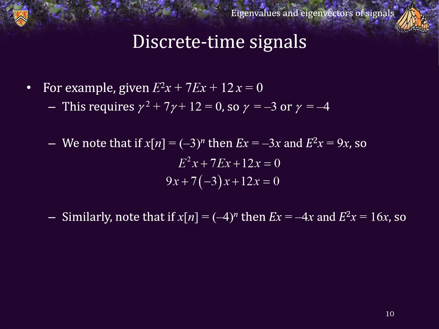Note similarly that if we have the signal where the nth entry is negative 4 to the n, then the advance operator applied to that signal is equal to negative 4 times the original signal, and the advance operator applied twice to that signal yields 16 times that signal. Consequently, once again, given this equation, if we substitute in the signal negative 4 to the n, then we get that 16 times the signal plus 28 times the signal plus 12 times the signal is equal to 0, which again is true. Hopefully I said negative 28.